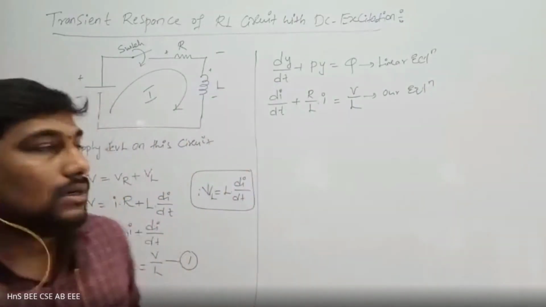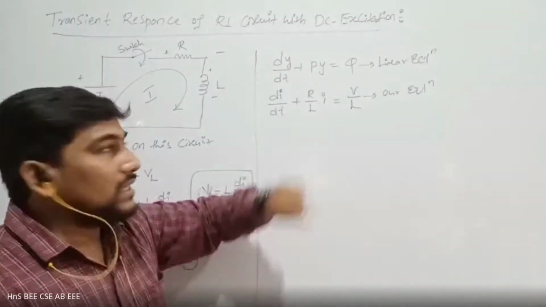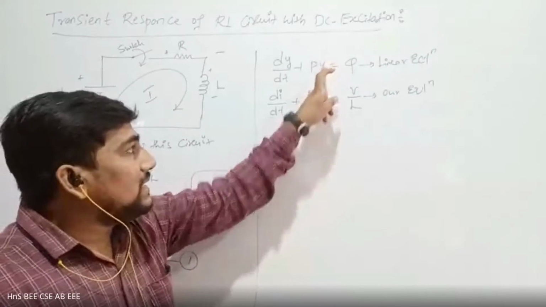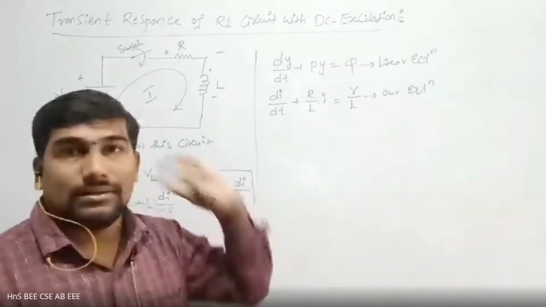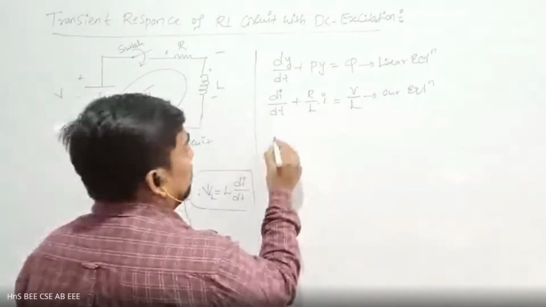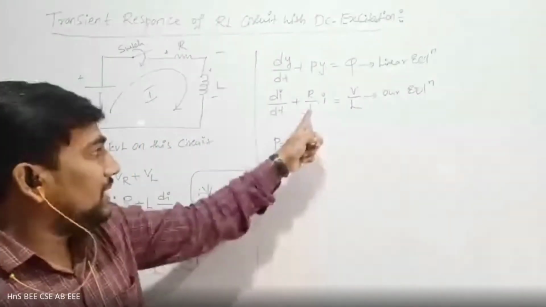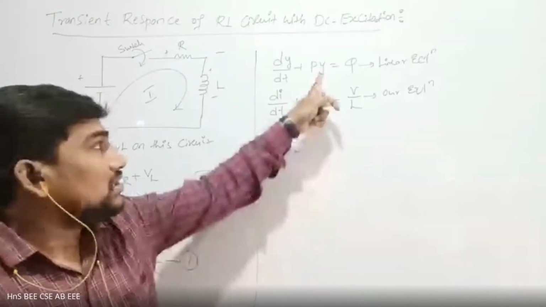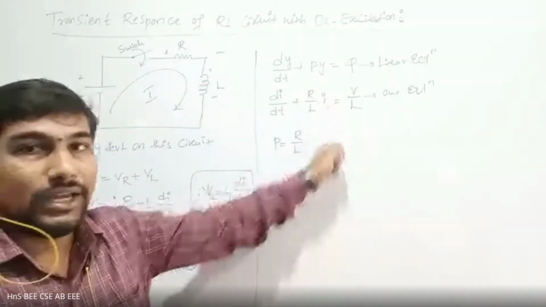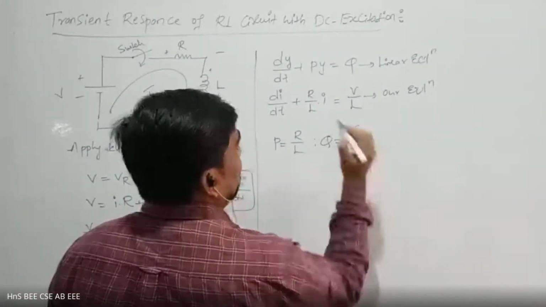Sir, y is nothing but I. Next, p is R by L, and q is V by L. Just compare these two equations and we can get the values. In place of y we have I. So P equals R by L and Q equals V by L.